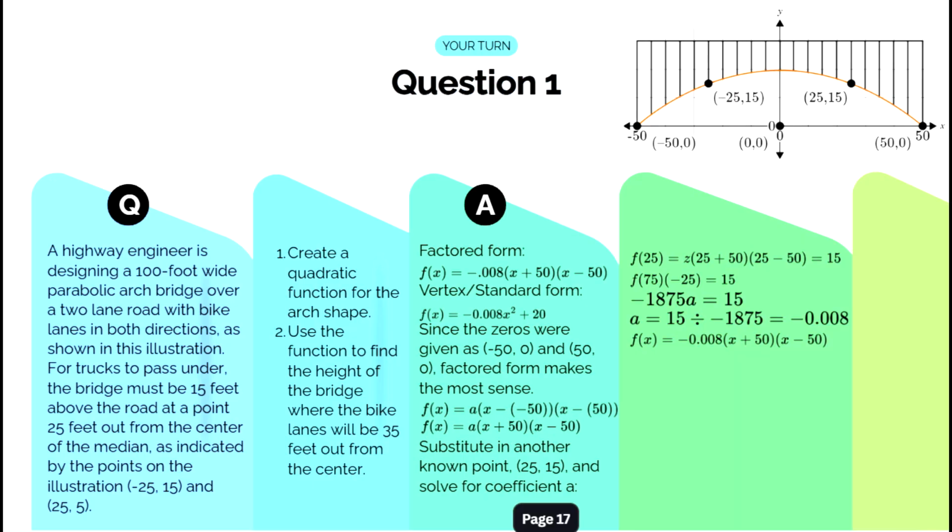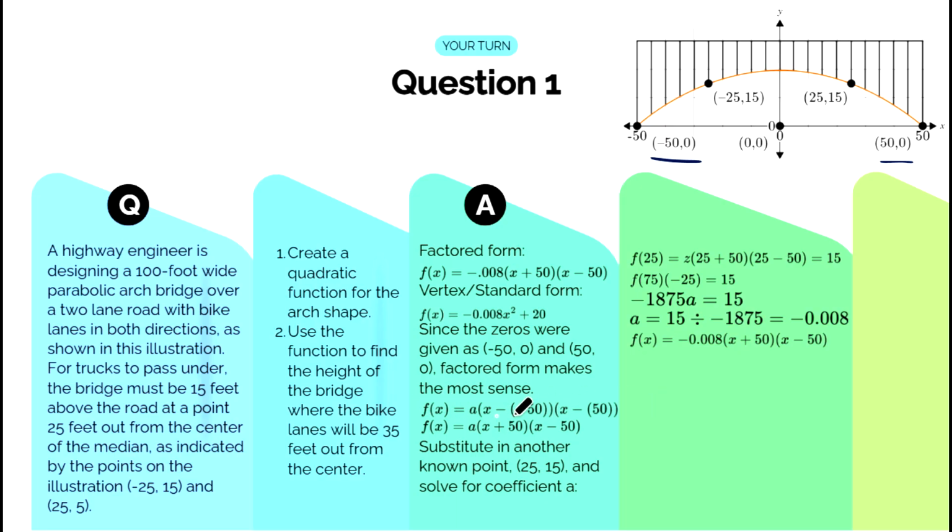All right, so they provided this in 2 different forms, factored form and vertex standard form. Now this provided us with the zeros, negative 50, 0, and 50, 0. Since the zeros were given, factored form makes the most sense. I don't know why they gave us vertex or standard form. This is the same thing, okay? We're going to use factored form. Factored form is written as f of x is equal to negative 0.008 times x plus 50 and x minus 50, okay? This 0.008, I'm not sure where it came from. I really don't know. But let's come down here and look.